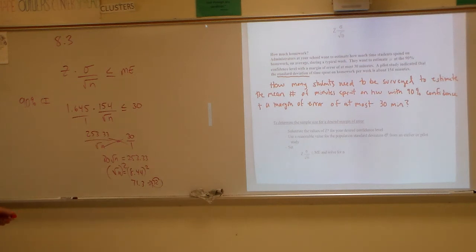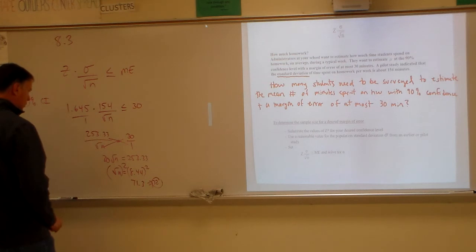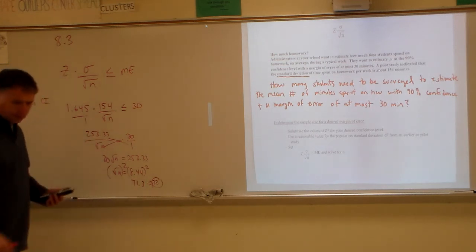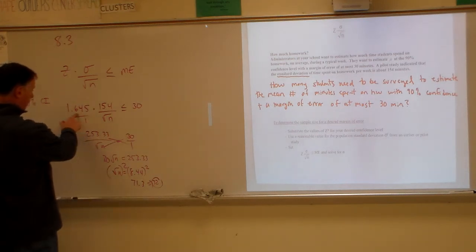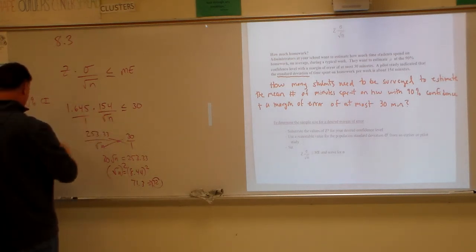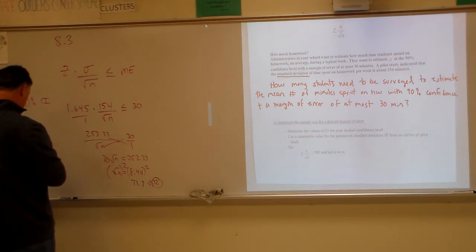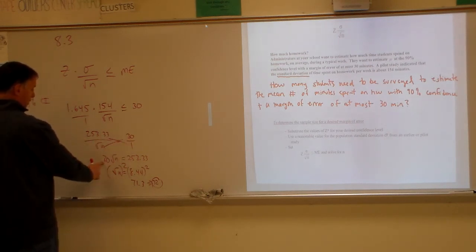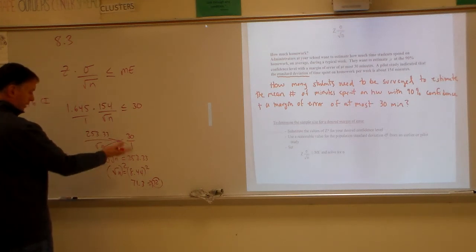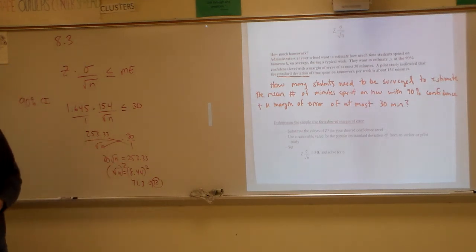To make sure we did that math correctly, let's go back and check that. So we had our 253.33, right? 1.645 times 154. 1.645 times 154 was the 253.33. Cross multiply. 30 times root n equals there. There we go. That's good. We're good. All right, so I'm going to pause the video for 1 second.